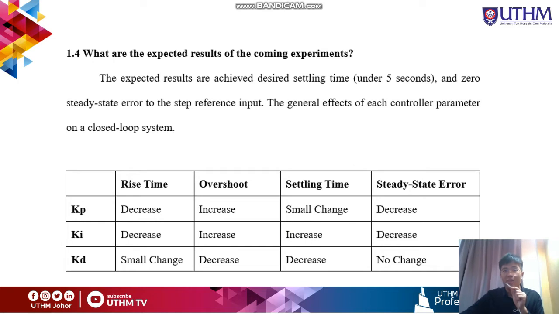While for the Ki, the rise time decreases, the overshoot increases, while the settling time will increase and the steady state error will decrease. While lastly, for the Kd, the rise time has a small change. The overshoot decreases and the settling time also decreases. And lastly, the steady state error will have no change.